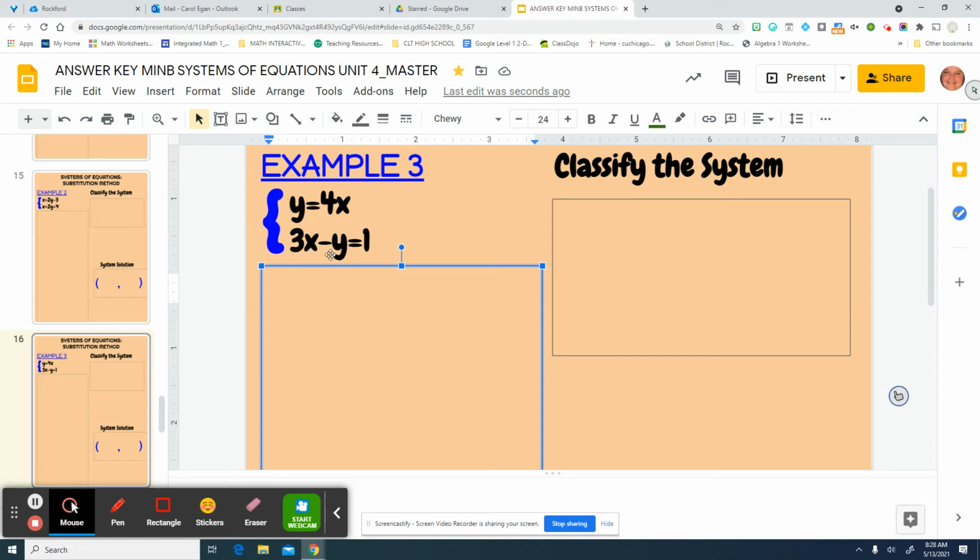Step 2, substitute. I'm going to substitute this 4x into where the y is here. Because I know y is equal to 4x. Therefore, 4x and y are interchangeable. They have the same value. Okay?